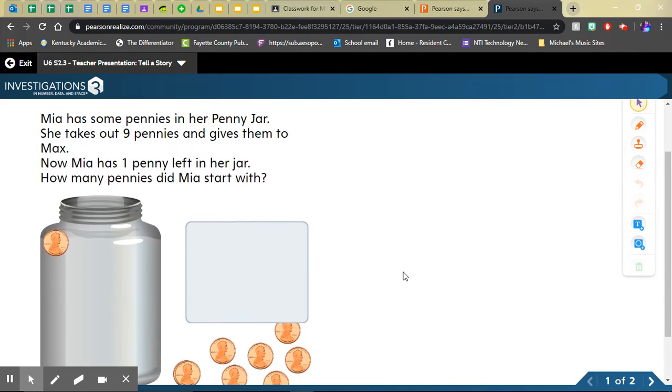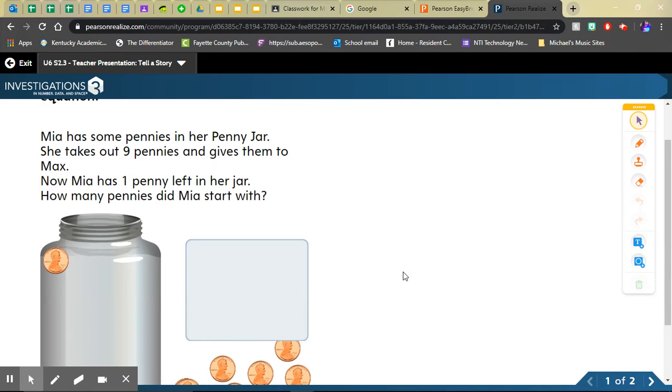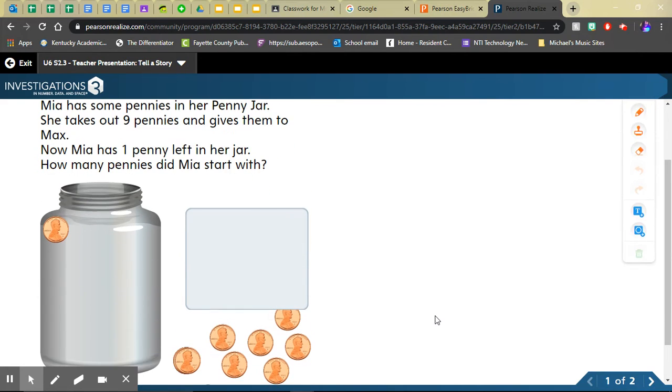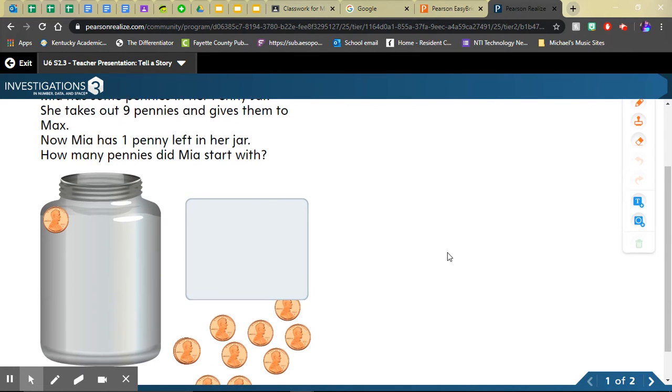So let's think about what we know. Do we know how many pennies were in the jar to begin with? Does it tell us that in the story problem? No. Do we know how many pennies she gave away? Yes, it tells us she gave away 9 pennies. And do we know how many pennies are still left in the jar? Yes. Now Mia has 1 penny left in the jar. So how many pennies did Mia start with?